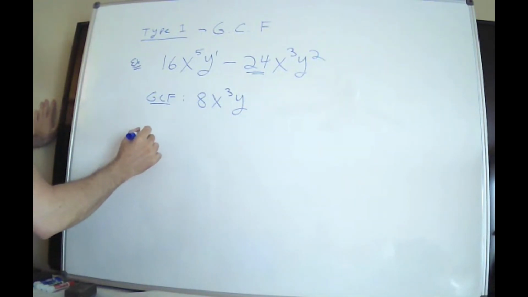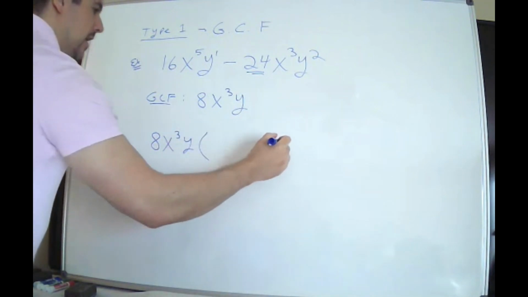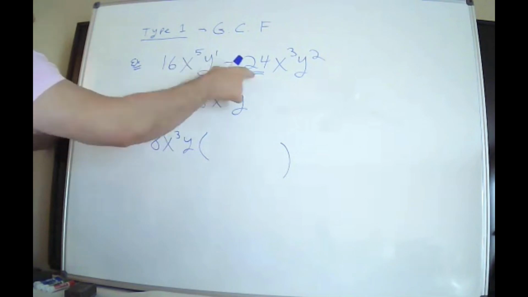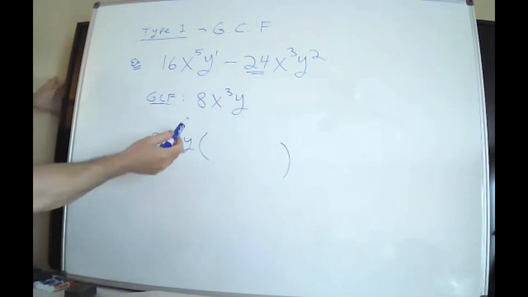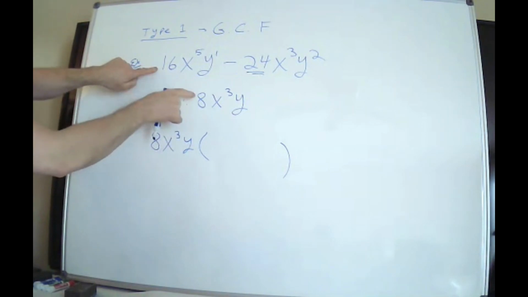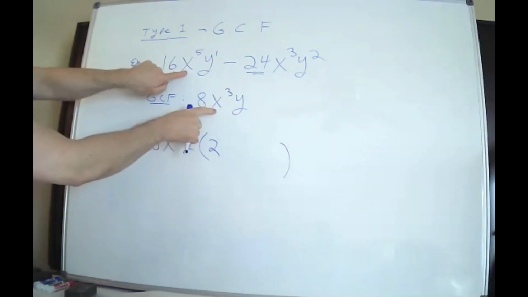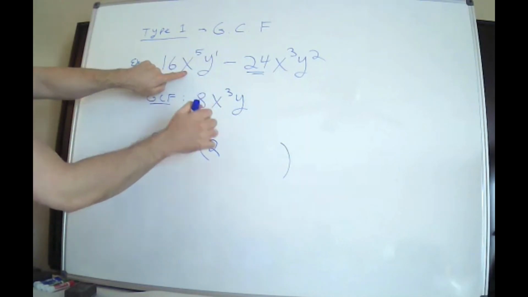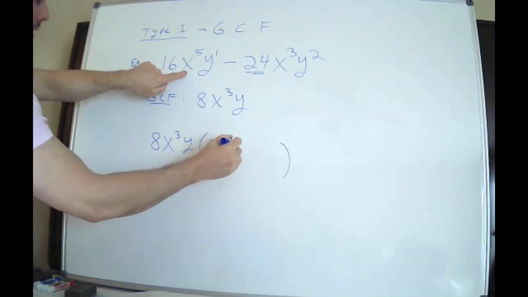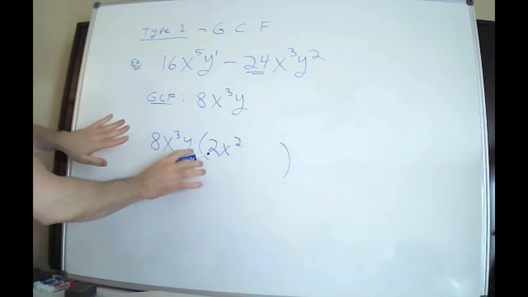Now I'm going to get more sophisticated with you here. You're going to put 8x3y, and you're going to put parentheses. Instead of me putting this underneath them, we're going to do the division in our head. I need to take this and divide it by that. So I'm going to do 16 divided by 8 in my head. That's 2. x5 divided by x3, 5 take away 3 is 2. And then I have y divided by y. They cross out. Now I'm done.